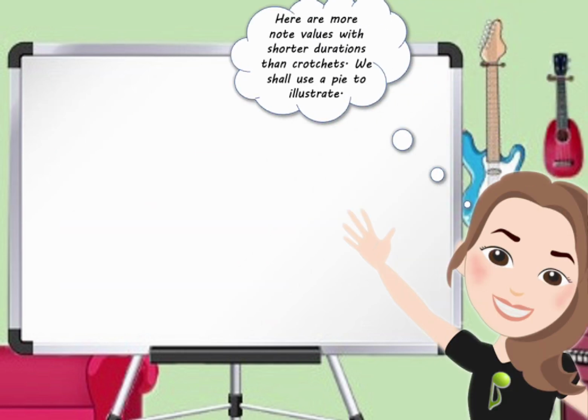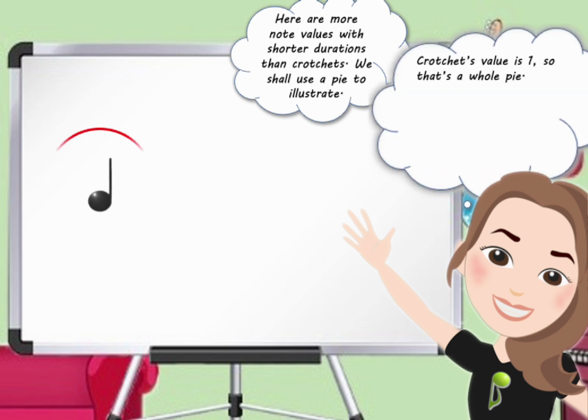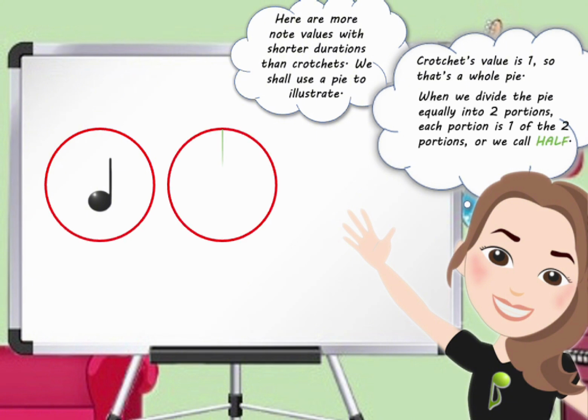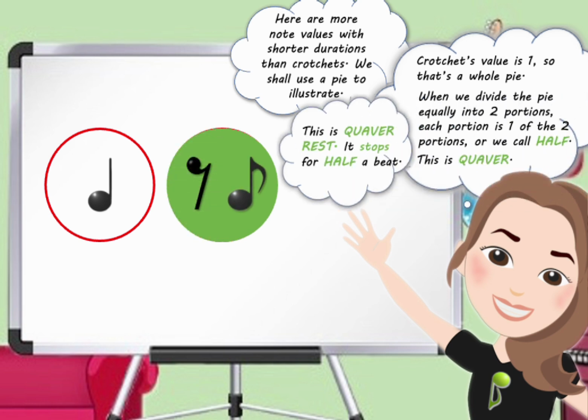Here are more note values with shorter durations than crotchets. We shall use a pie to illustrate. Crotchet's value is 1, so that's a whole pie. When we divide the pie equally into 2 portions, each portion is one of the 2 portions, or we call it half. This is quaver. This is quaver rest.